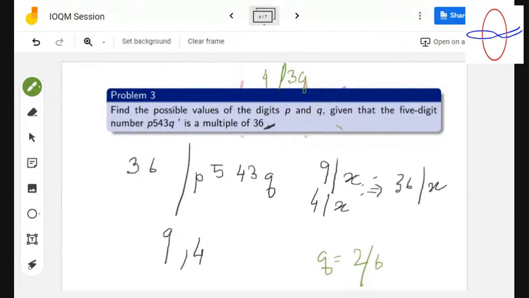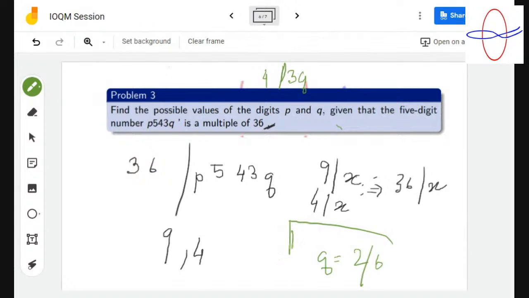There's a big delay, I know. Okay, so exactly, 30 plus q must be divisible by 4, which will happen only if q is equal to 2 or 6. Right, guys? Did you understand this, guys?